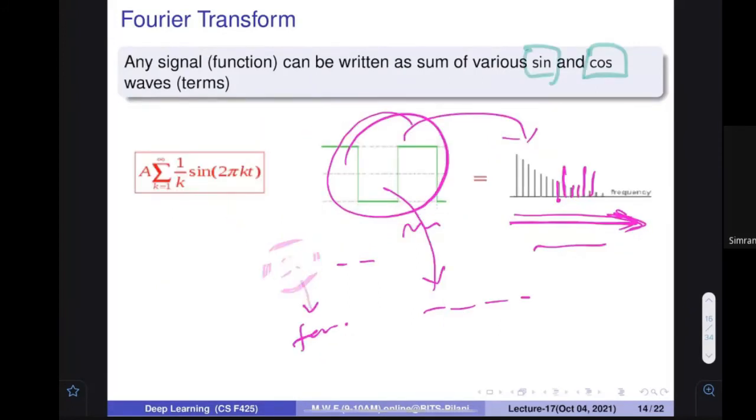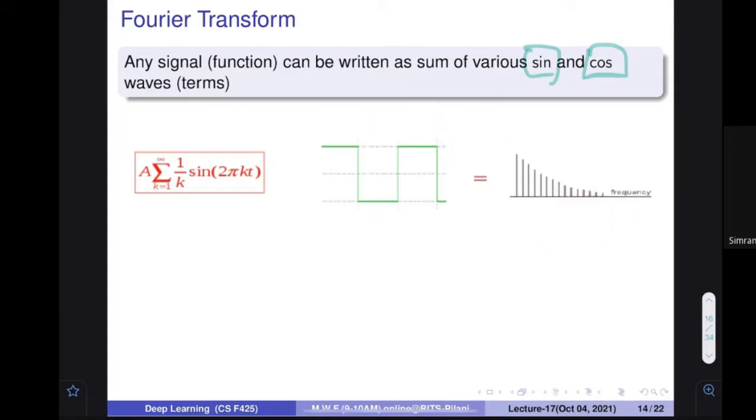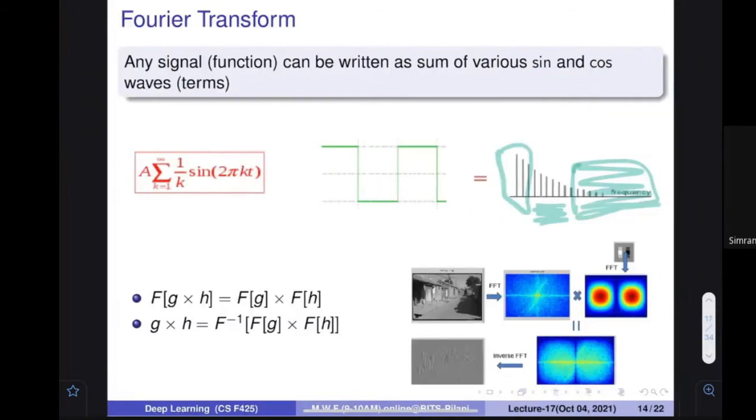And surprisingly, every signal, any kind of signal, you can represent using sine and cos, and therefore every signal has a sine and cos representation. The importance of this representation is this.